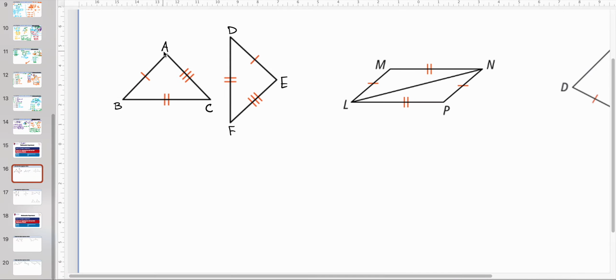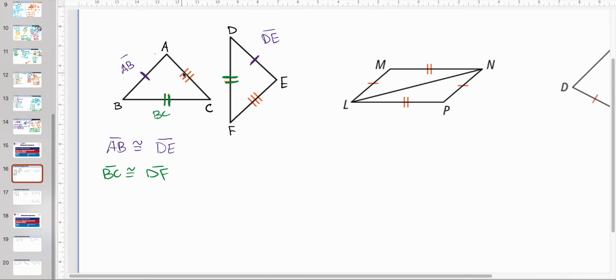As you can see here, the side AB has only one mark. This means that it's equal in size with the side DE. We don't know exactly what the measure of this side is, but we know that they are equal because they have one mark. So side AB is congruent to side DE. This is how we write congruent. And also, since we have two marks here and two marks here, the side BC is congruent to DF.